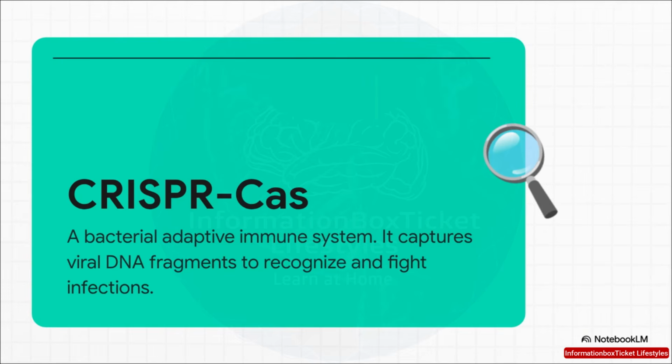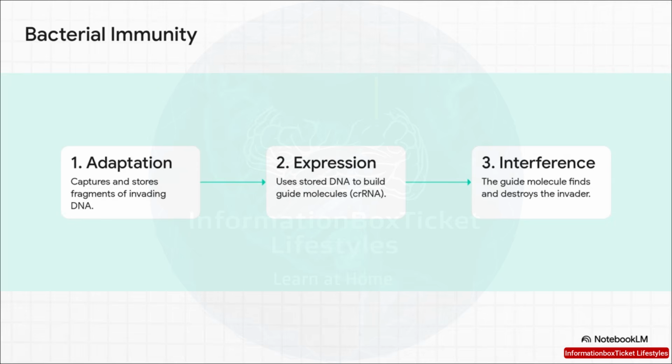Think of it like a genetic most wanted list. When a virus attacks, the bacteria grabs a little snippet of the virus's DNA and stores it. It's basically creating a genetic memory so it can recognize and destroy that same virus if it ever shows up again. And this whole system works in three beautifully simple steps.